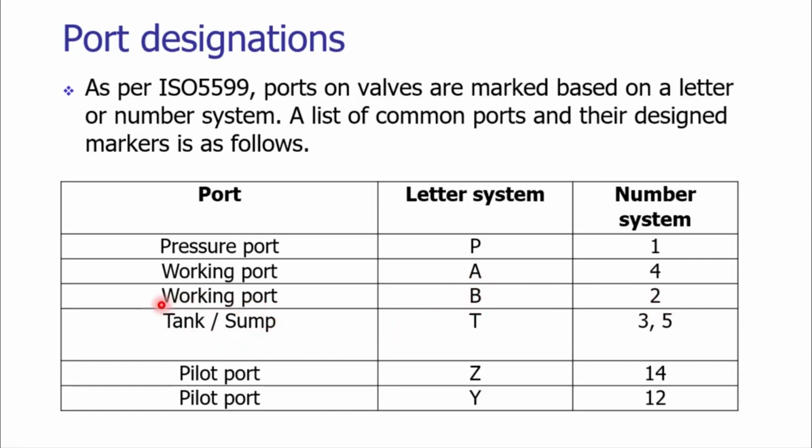We have seen in our previous slides that the tank or the sump is an integral part of a hydraulic power pack. To designate the tank or the sump, the letter T is used, and in the number system it may be 3 or 5. We are using external fluid or external compressed air to actuate the valves, to operate the valves. These are called pilot ports. Pilot ports are designated by using the letters Z, Y or X, and the numbers can be seen on your screen.